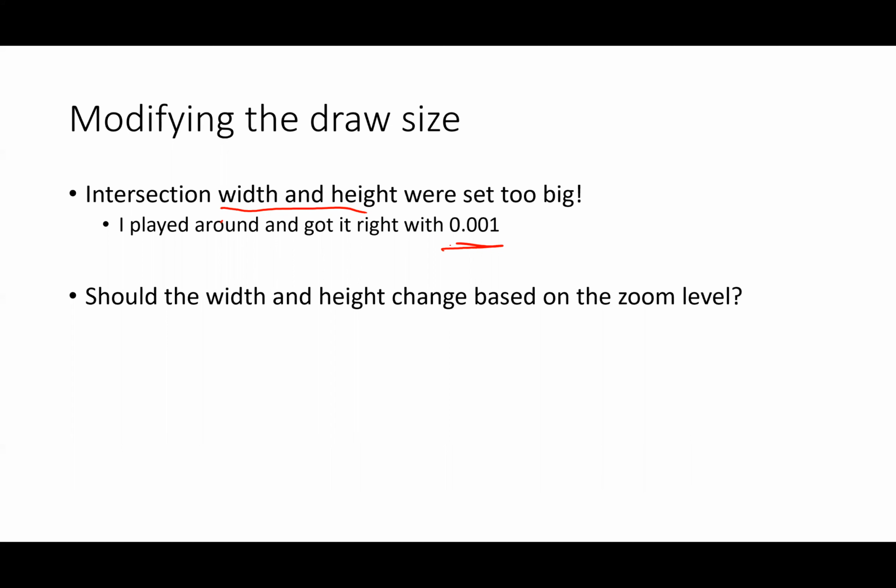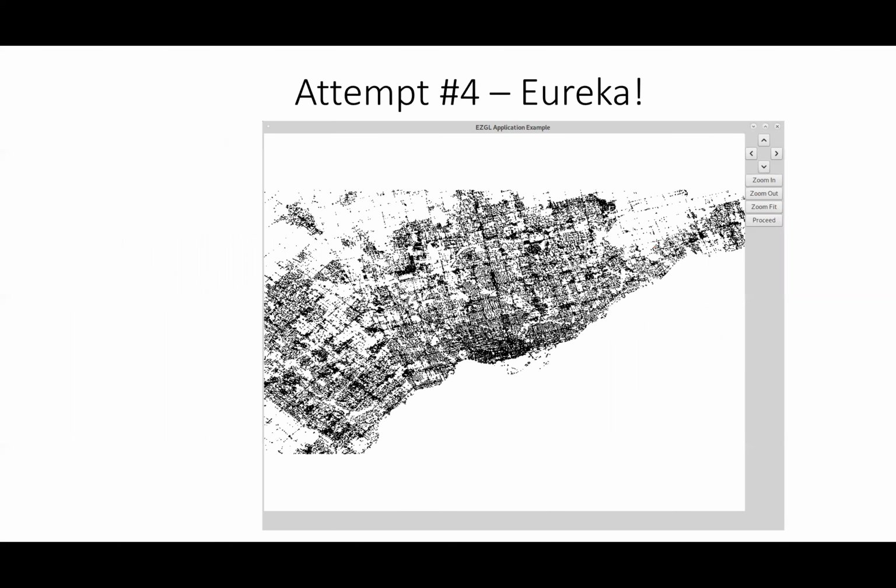If you didn't like that, there are calls in EasyGL to figure out how zoomed in I am. So you could change the size of the intersections you're drawing based on the zoom level if you like that look better. But I personally just go for the easy one. It'll automatically make the intersections bigger as you zoom in, and that doesn't seem unreasonable. This is what I would get when I draw that. So it's actually starting to look like Toronto.